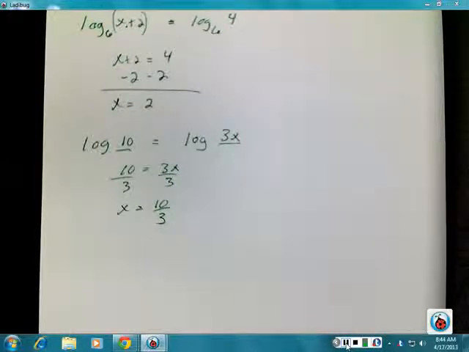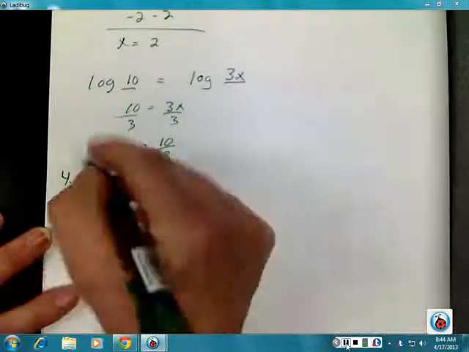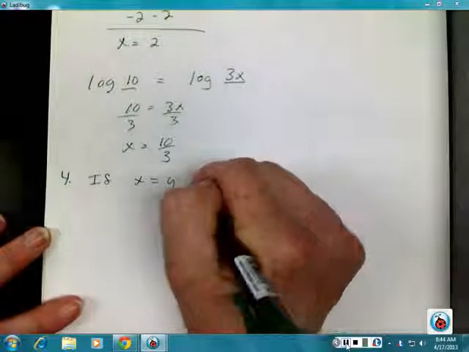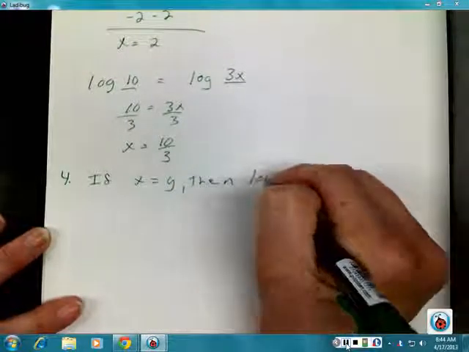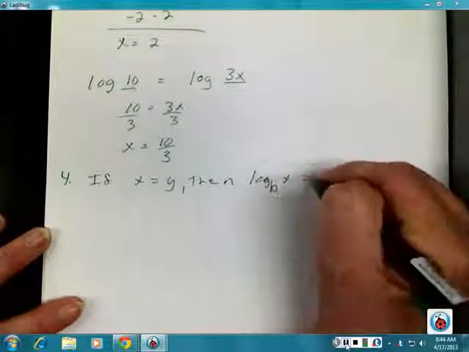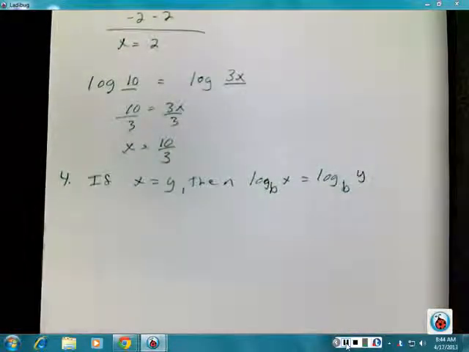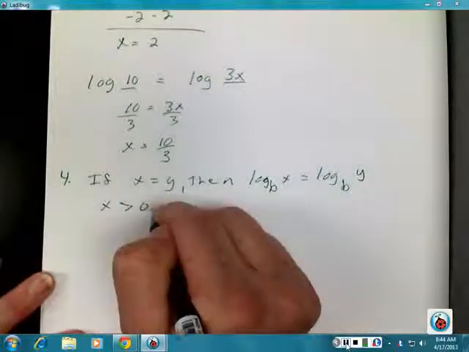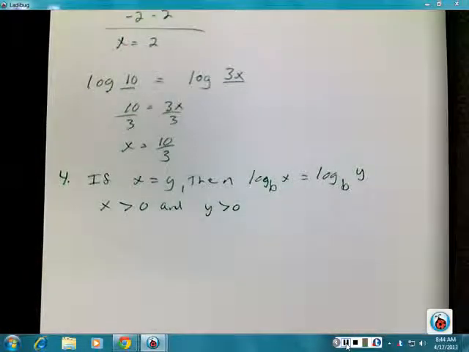And finally, the fourth property is again the reverse of this. And so the fourth property is if x is equal to y, then log b x is equal to log b y. And so again, same stipulation, x needs to be greater than 0 and y needs to be greater than 0 in order to make this work.